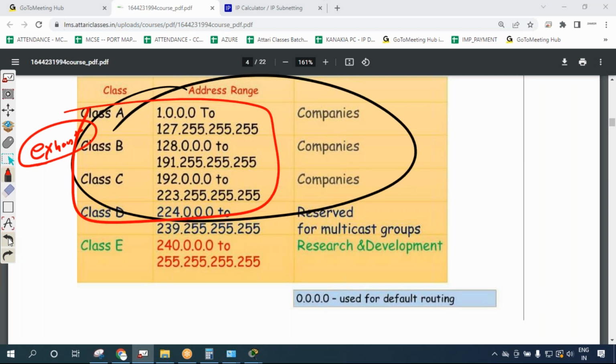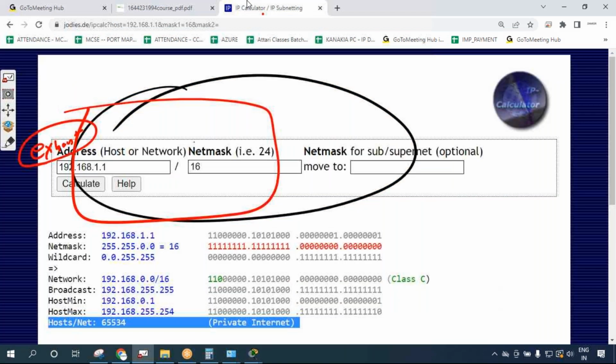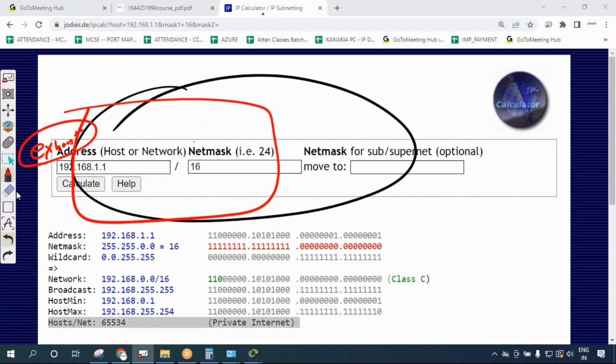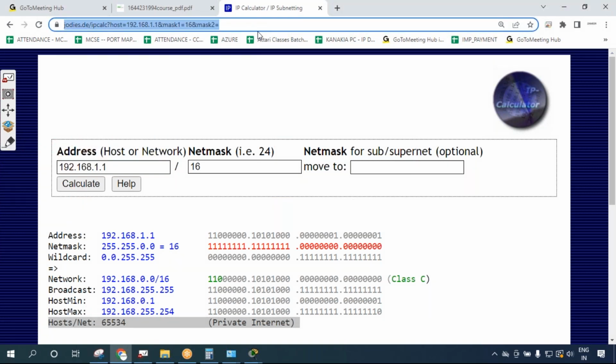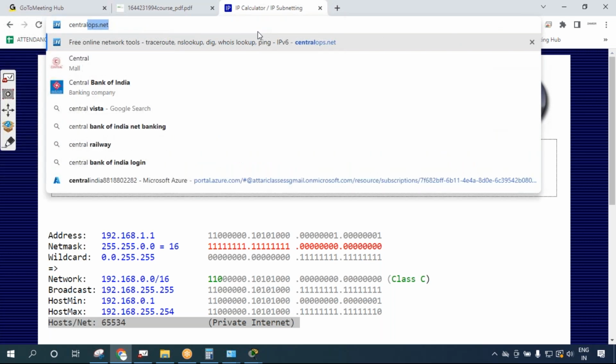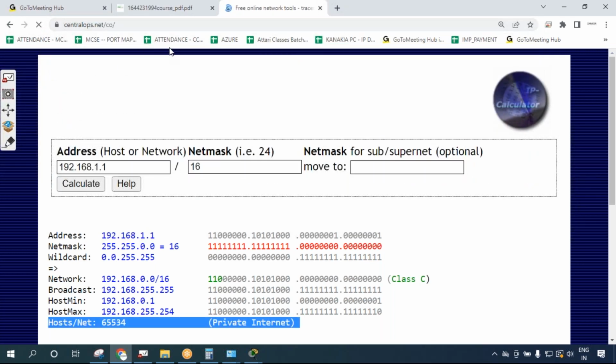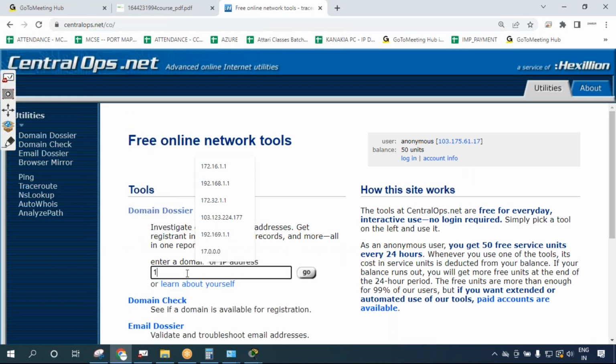So IANA decided that now we have to do one thing. In olden days, everyone used to go to IANA. Even I will show you that your favorite company, Apple, has taken a range from IANA. For example, I can go to centralops.net. This is a place where I can see the IP address.